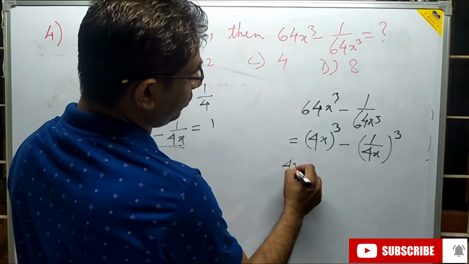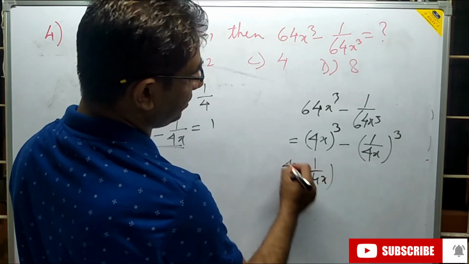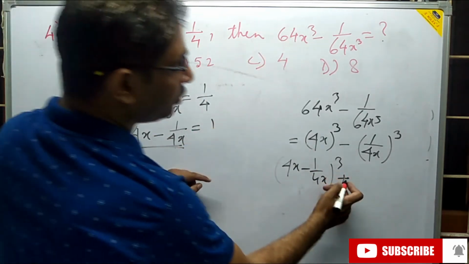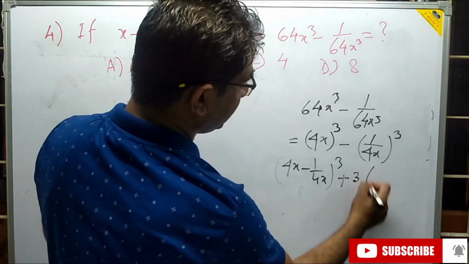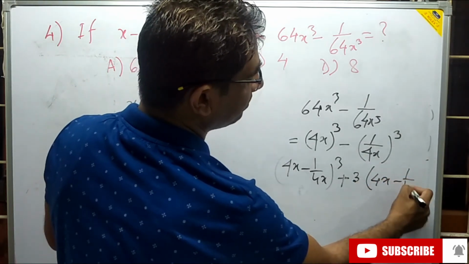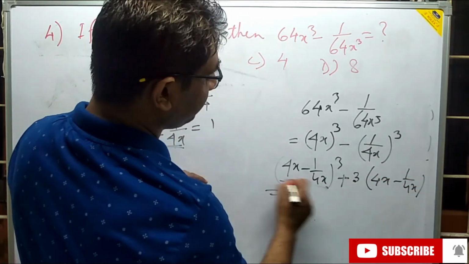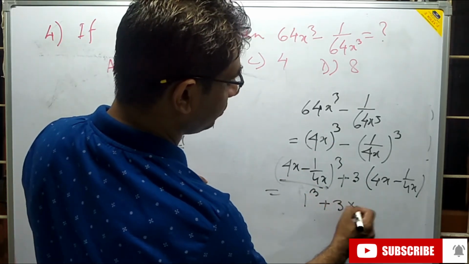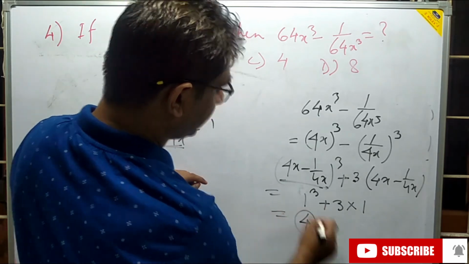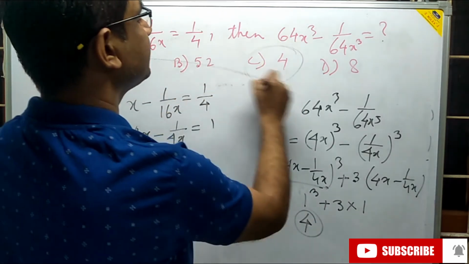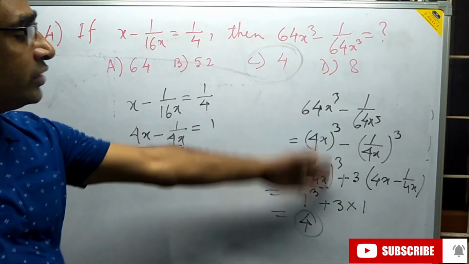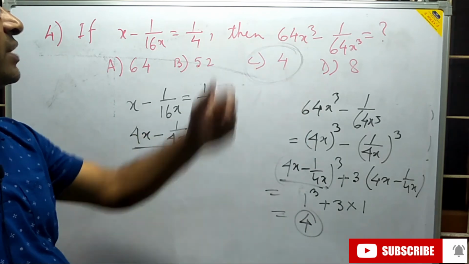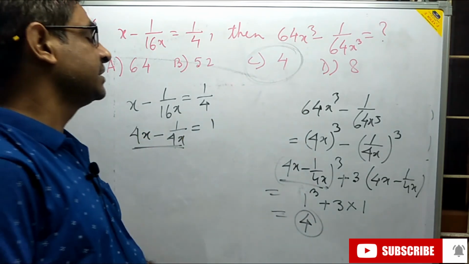Our formula is 4x minus 1 by 4x whole cube. If these two are minus, then we have to use here plus formula: 4x cube minus 1 by 4x cube equals 4x minus 1 by 4x whole cube plus 3 times 4x minus 1 by 4x. This is equal to 1 cube plus 3 into 1 is equal to 4. The value is 4. The answer is 4. See, using the identity, no tricks. Using the identity, we can do the sum in only 3 to 4 seconds.